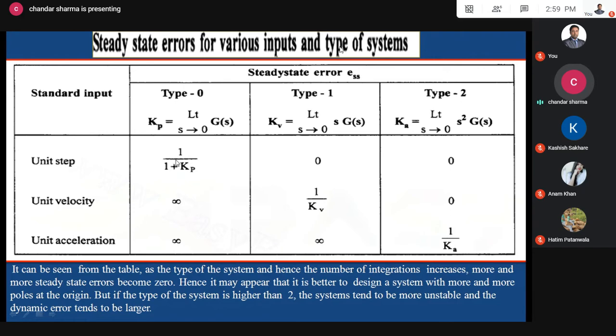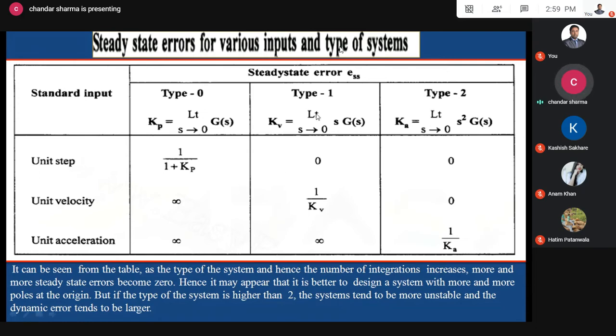The formula for ESS is 1 by 1 plus Kp, and the formula for Kp is limit s tends to 0 of G(s)H(s). Here I assume H(s) equals 1, that is unity feedback. So in that case, only Kp is present. For type 1, the steady state error is 0. For type 2, steady state error is again 0. That is, when there is position error, when there is step input, the only static error constant present is Kp.